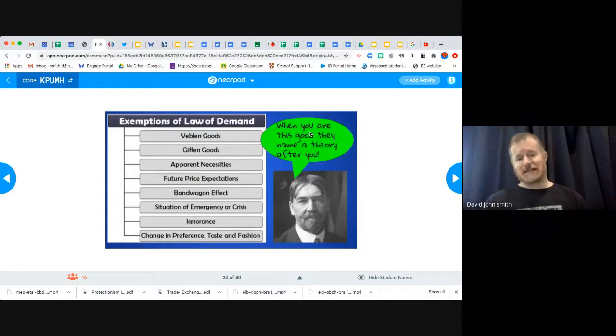So it's considered an exception to the law of demand because even though the food was essentially the most inferior product that you could possibly imagine, it was still being consumed, all right? So therefore, that shouldn't happen according to the law of demand.